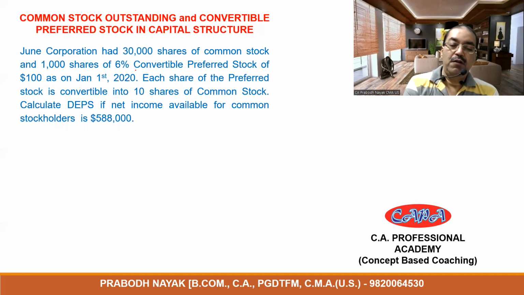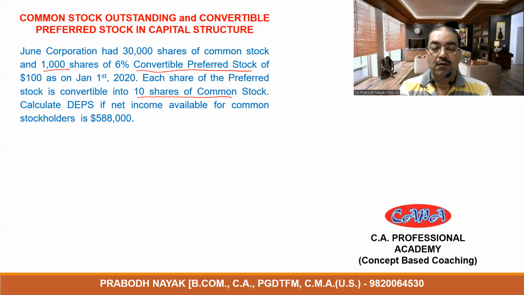6% convertible preferred stock of $100 as on 1st Jan 2020. Each share of the preferred stock is convertible. How many shares are there? 1,000 shares. Each share is convertible into 10 shares of common stock. That means for 1,000 shares of convertible preferred stock, you will get 1,000 into 10, 10,000 shares of common stock. Additional may come in the future.